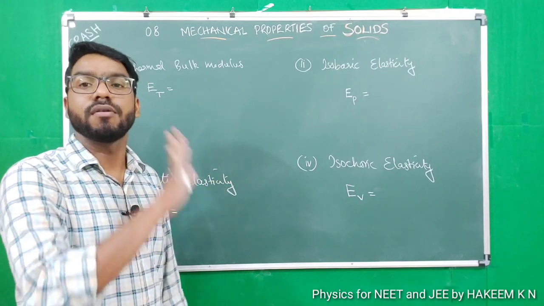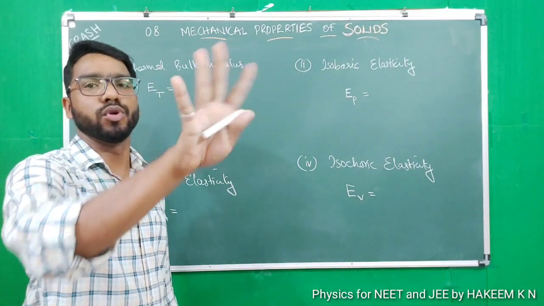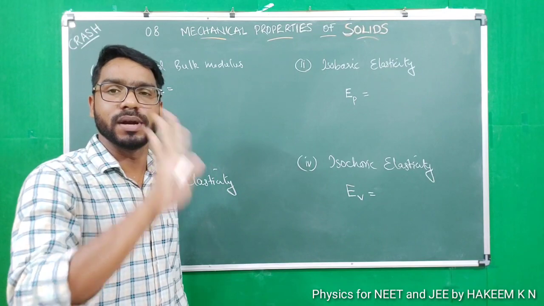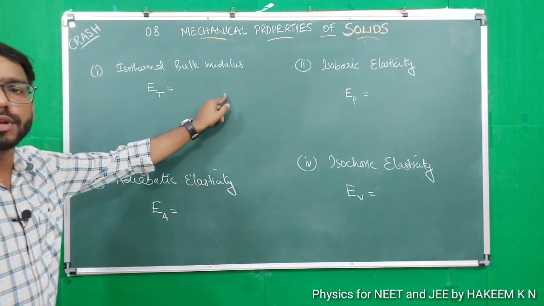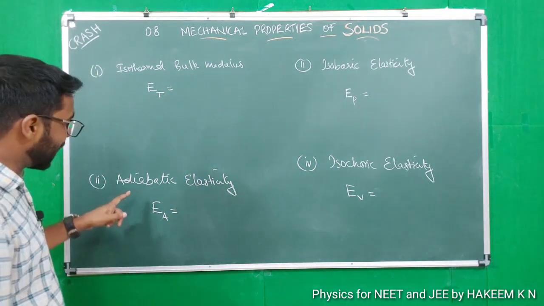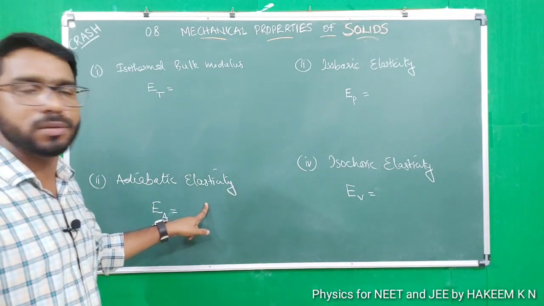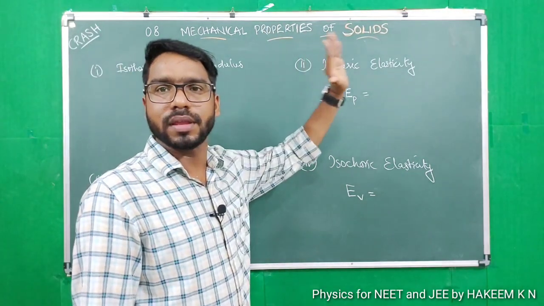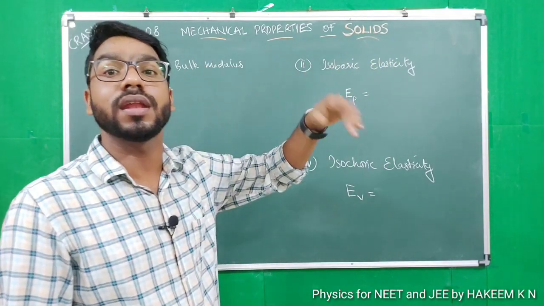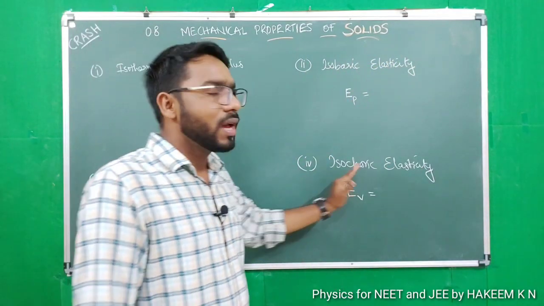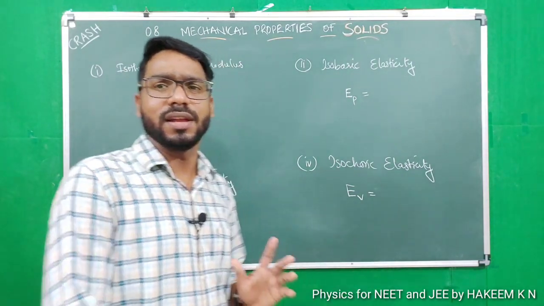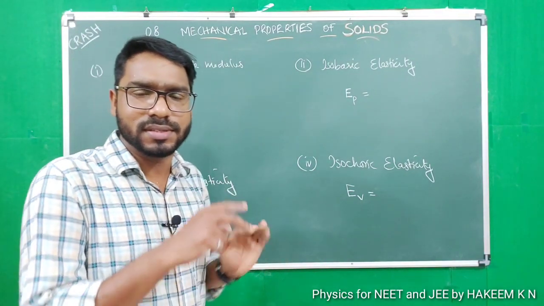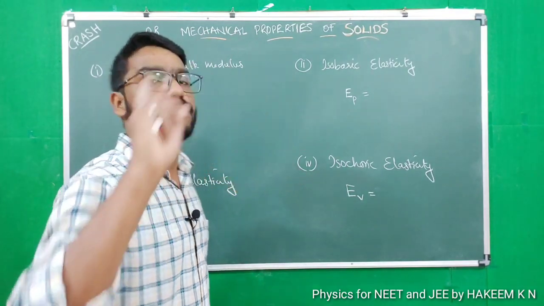Gases possess 4 elastic moduli, 4 bulk moduli: isothermal bulk modulus or isothermal elasticity, adiabatic elasticity or adiabatic bulk modulus, isobaric elasticity or isobaric bulk modulus, isochoric elasticity or isochoric bulk modulus. That means elasticity of gases changes according to the process.